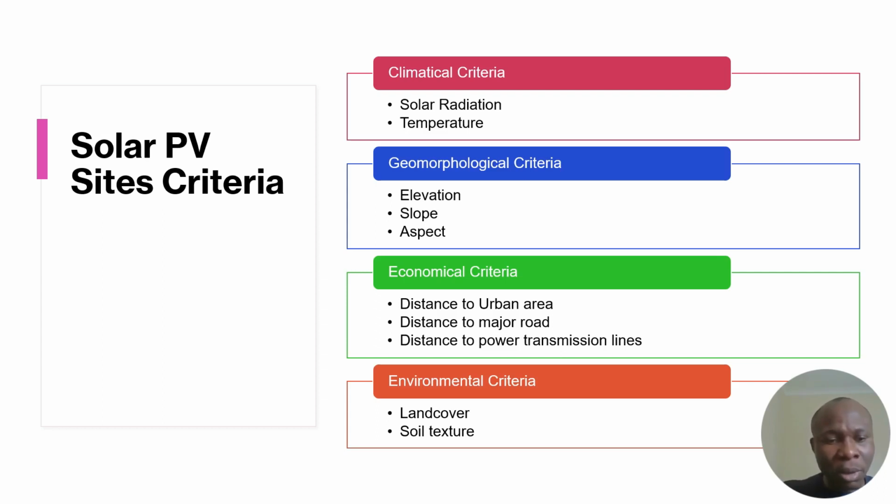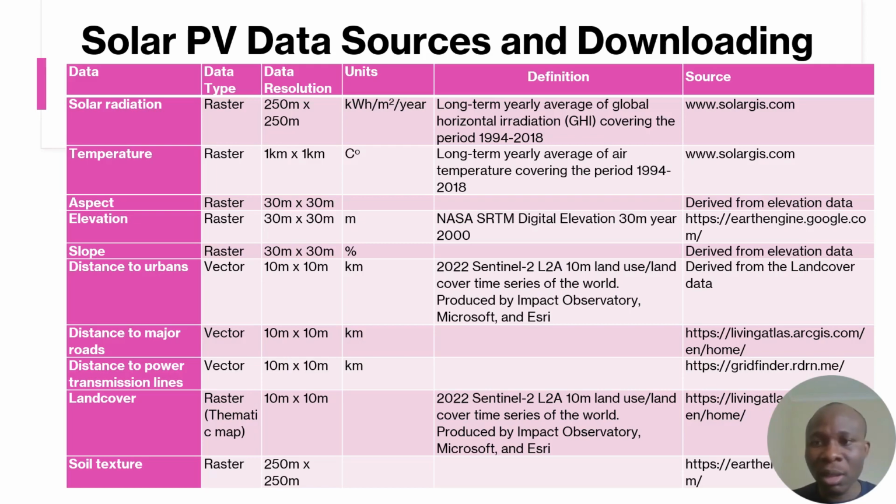Moving forward, we're going to be looking at the solar data source, that is the PV data source and the downloading process. If you can see on this table, we have the data source, the definition, and some other parameters or attributes of the data. You can see their resolution and what they mean. You can pause this section, digest it, then we move further.